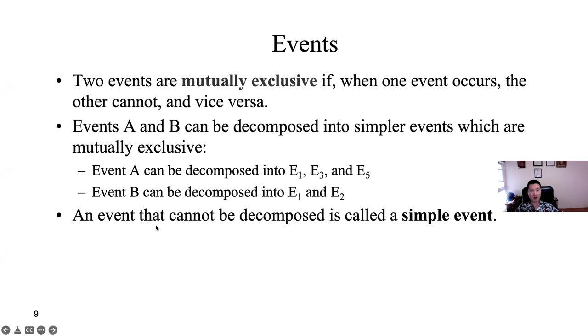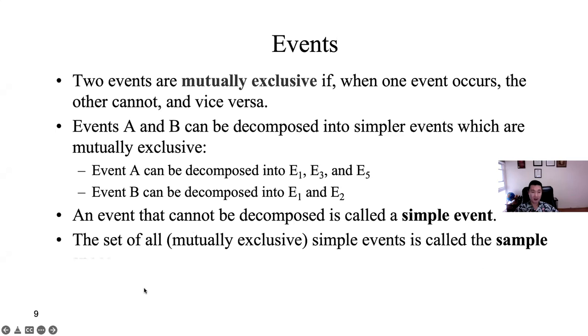A simple event is an event that cannot be further decomposed. For example, E1: we get the number 1, that's a simple event, because it cannot be further decomposed into even simpler events. So E1 is a simple event. And the sample space is the set of all mutually exclusive simple events. For tossing a die, the sample space will be E1, E2, E3, E4, E5, and E6.